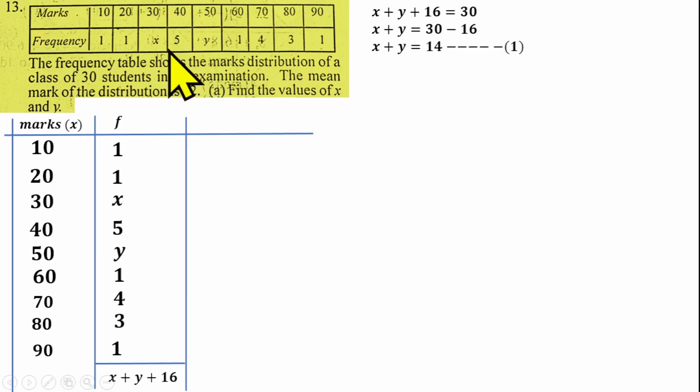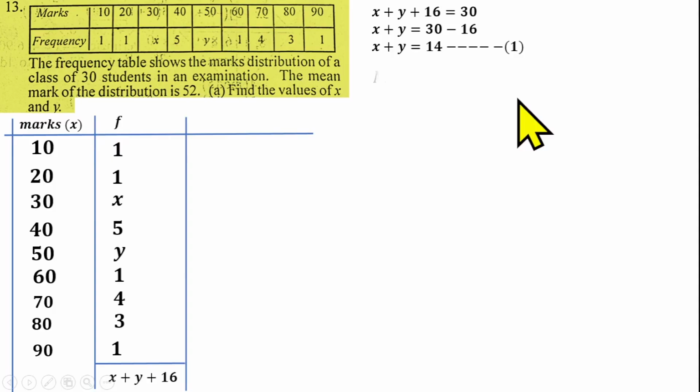And you should know that because we have two unknown values here, this kind of question should lead to simultaneous equations. If it is just one variable you are looking for, then it may not lead to simultaneous equations. But this will definitely lead to simultaneous equations because of the two variables given. How do we get the second equation? That's the reason why we are given the mean mark of the distribution, which is 52.